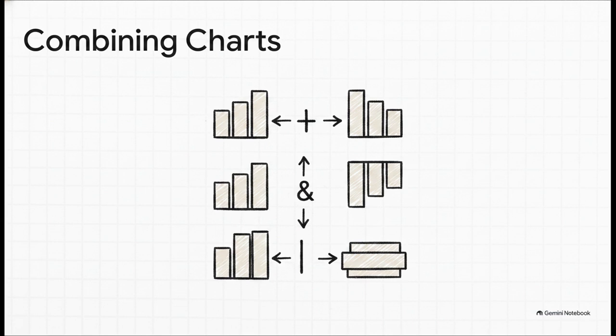Instead of manually wrestling with complex subplot grids and separate figure objects like we had to do in Matplotlib, you just use a plus symbol to place separate charts side by side. You use an ampersand to stack them vertically, or use a pipe symbol to layer them directly on top of each other. It is an incredibly intuitive, surprisingly simple way to snap together multi-chart dashboards.